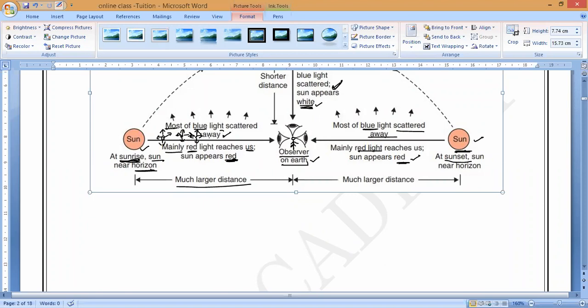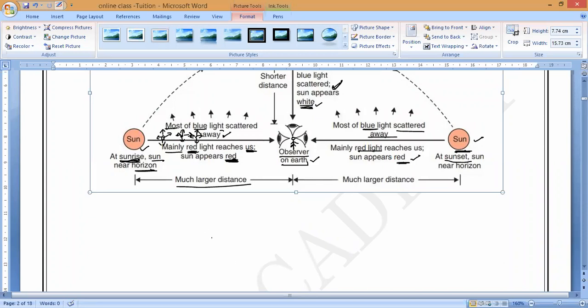Understanding? So what is happening? Most of the blue light, when it is coming to the observer, is not sufficient, so the light does not appear white in color. Only the red light reaches us first. That is why the sun appears to be what? Red in color. Understand, guys?